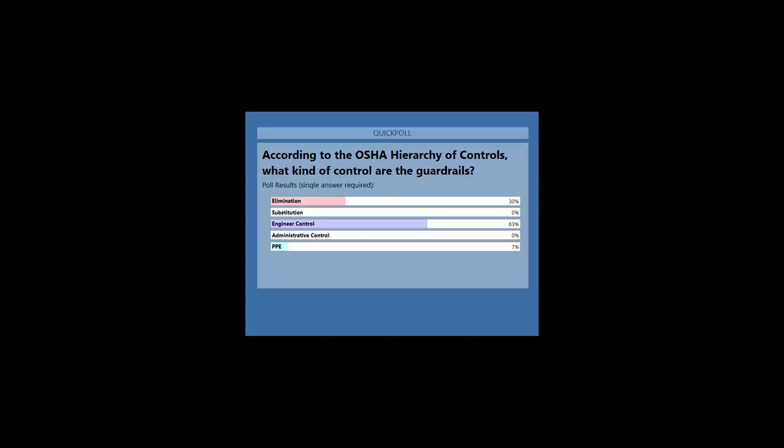Okay, Robinson. So 30% chose elimination. No one chose substitution. 63% chose engineer control. No one chose administrative control, and 7% said PPE. Yes, the correct answer is the engineer control.